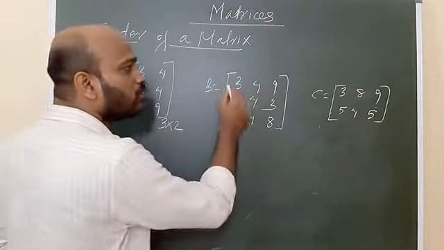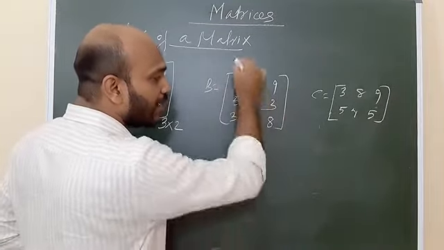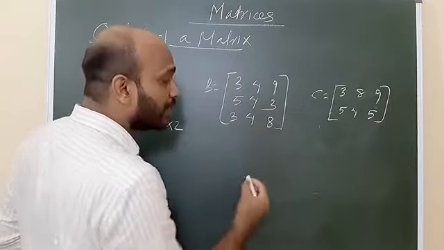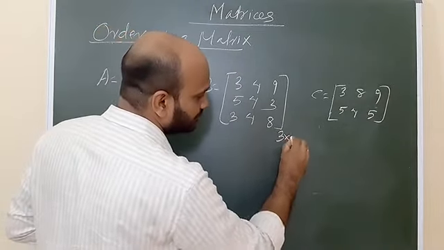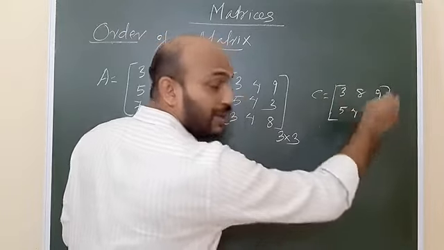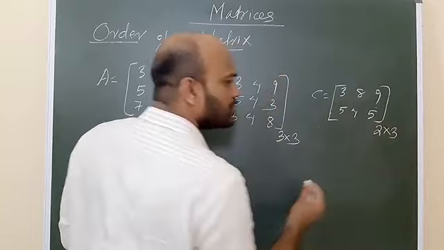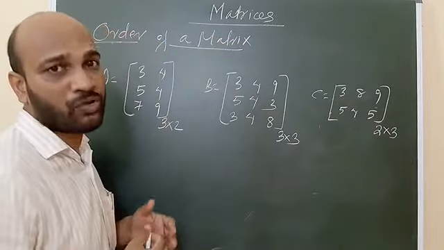Second one, B equal to 3, 4, 9, 5, 4, 3, 3, 4, 8. 3 rows and 3 columns. So order of the matrix is 3 by 3. And this one, 2 rows and 3 columns. So order is 2 by 3. So it is very simple to find the order of the matrix.